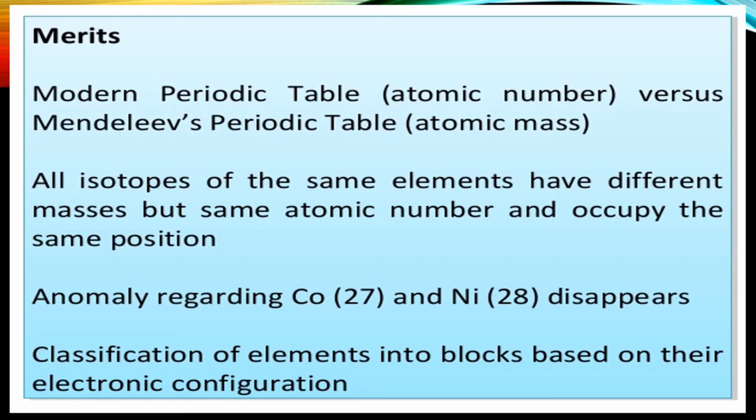So now let's look into the merits of the modern periodic table. Modern periodic table: atomic number, versus Mendeleev's periodic table: atomic mass. All isotopes of the same element have different masses but the same atomic number and occupy the same position. The anomaly regarding Co, cobalt, and Ni, nickel, disappears. Classification of elements into blocks based on their electronic configuration.